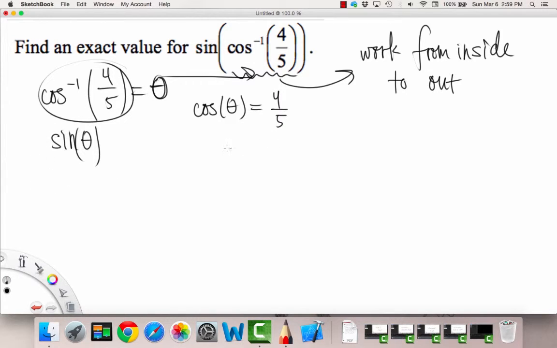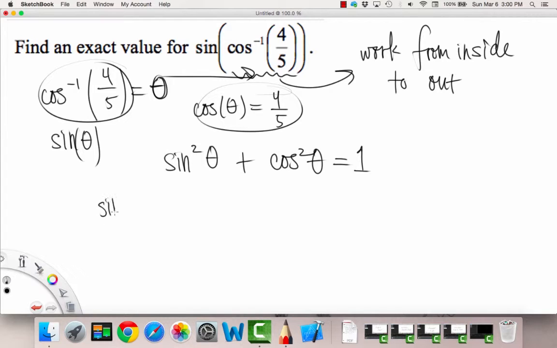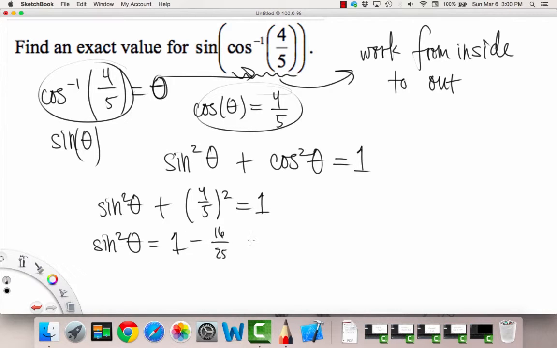And we can find that by using the Pythagorean identity, which is given by sine squared theta plus cosine squared theta equals 1. Since we already know cosine, we can just figure out sine using this identity. So this will give us sine squared theta plus 4 over 5 squared is equal to 1. Okay, so sine squared theta is equal to 1 minus 16 over 25, which is equal to 9 over 25. So sine, when we square root, we either get the positive or negative square root of this guy. So that'd be plus or minus 3 over 5.